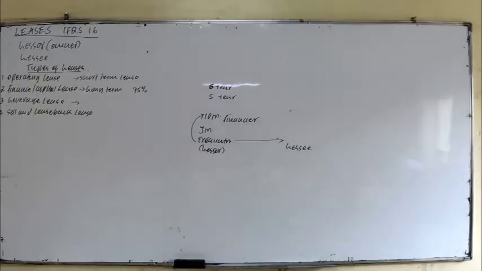Number three, the owner, stroke lessor, incurs operating and maintenance cost of the asset.